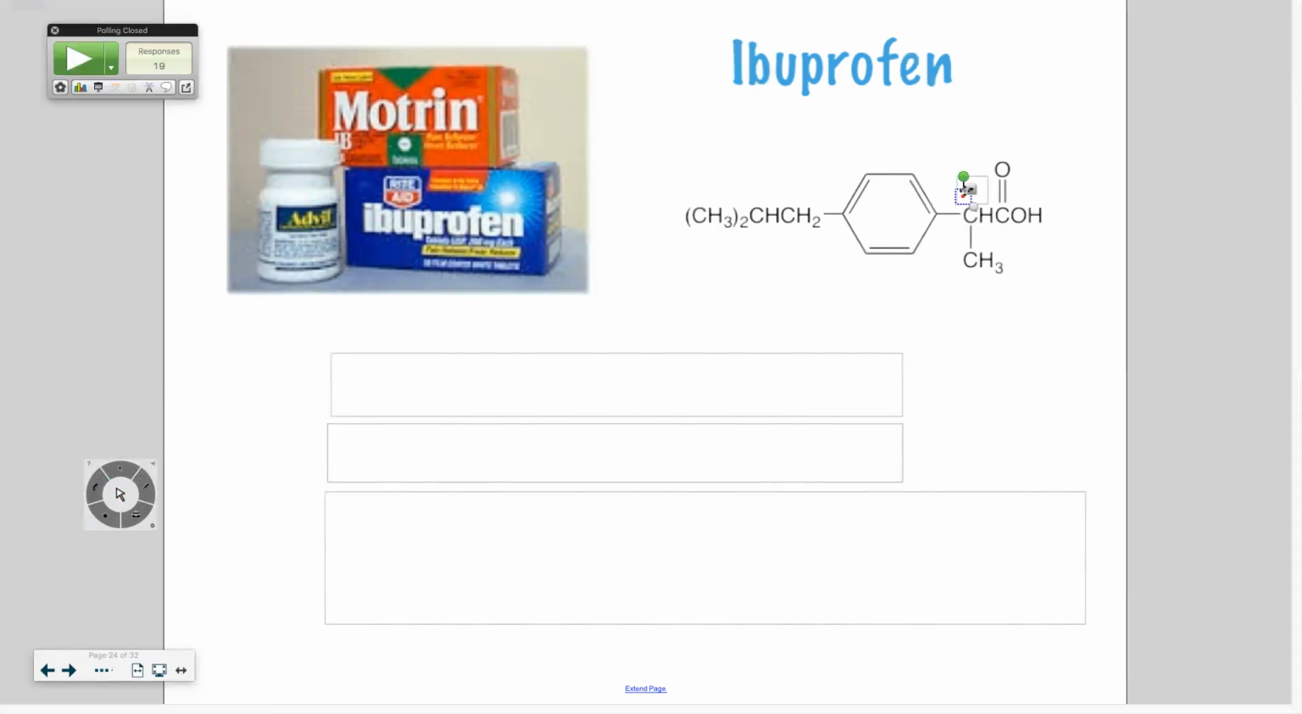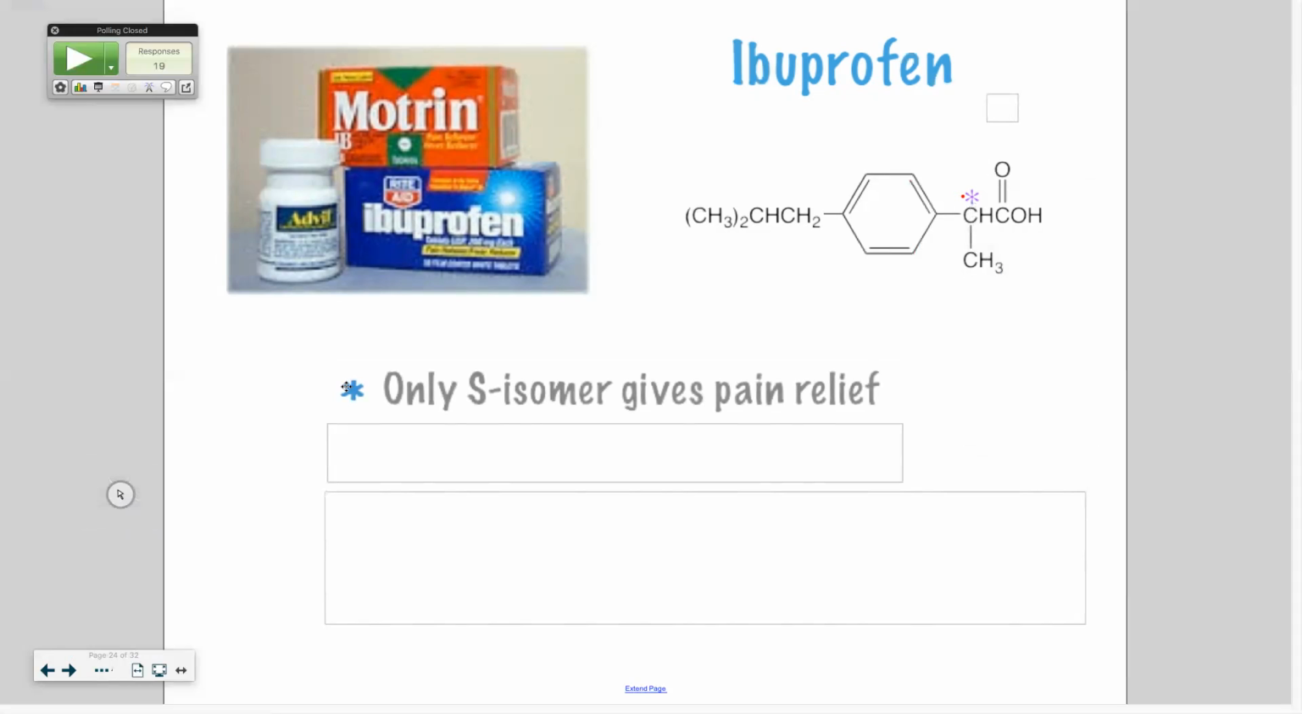Looky there. Okay, everybody see that's the chiral center? Ibuprofen, only the S isomer gives pain relief. Only the S one does.